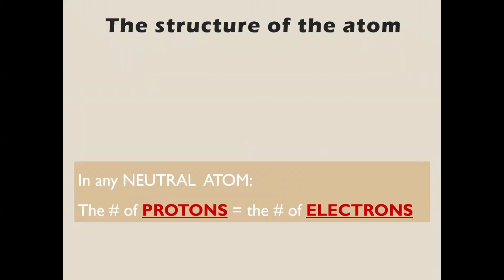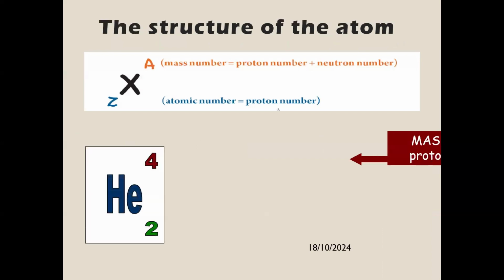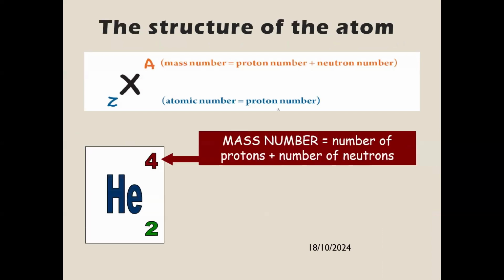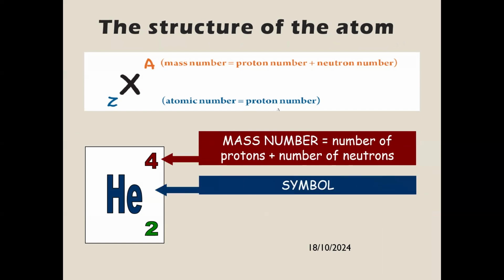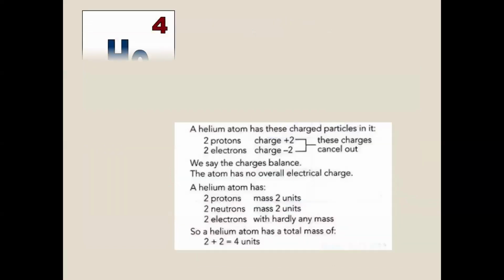So in any neutral atom, the number of protons, which are positive, equals the number of negative electrons, and we have explained that before. The mass number is the number of protons plus the number of neutrons. And there is a symbol of the atom that you can see in the periodic table of the elements. The atomic number is the number of protons, which equals the number of electrons. Just to recap what we did before.